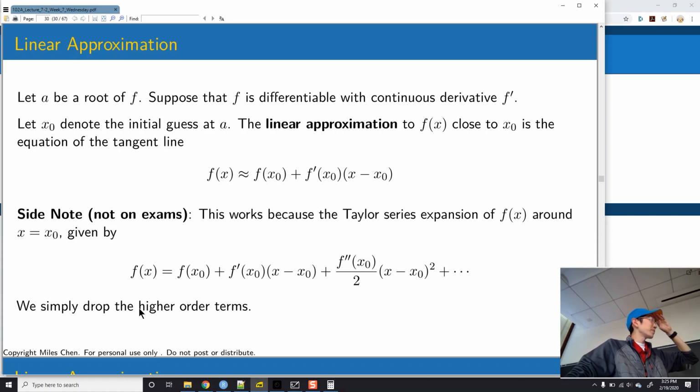basically here we're just throwing away the second order terms and higher, okay? But so this value is a good approximation around the point, some arbitrary point x0, okay?